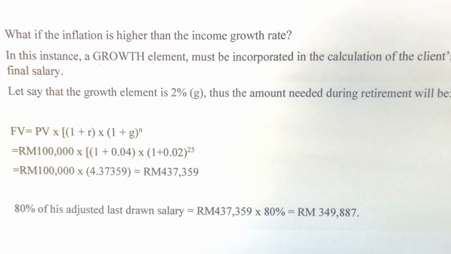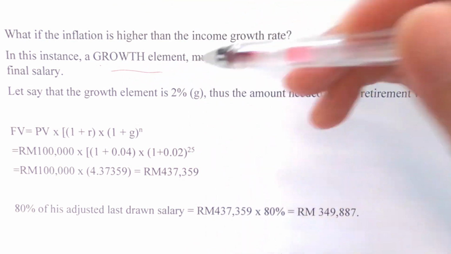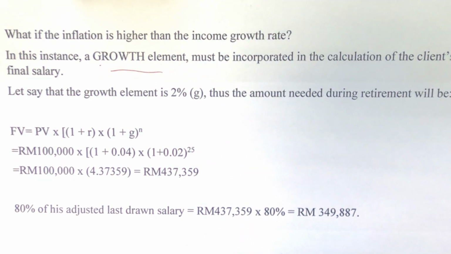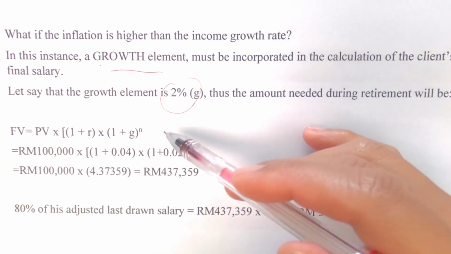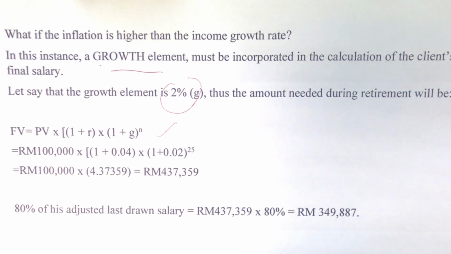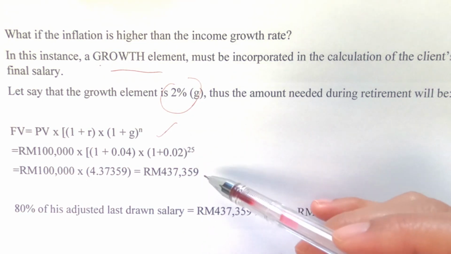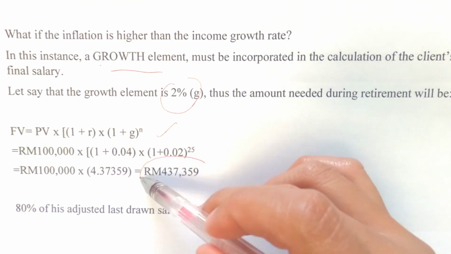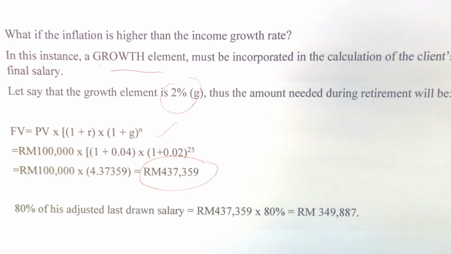What if the inflation is higher than the income growth rate? In this instance, the growth element must be included in the calculation of the client's final salary. So let's say the growth is 2%, thus the amount needed during retirement will be, this will be the new formula for future value, where we incorporate the growth. By using this formula, we solve and you will get this figure, 437,359.